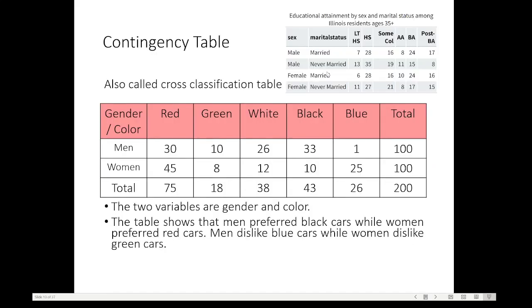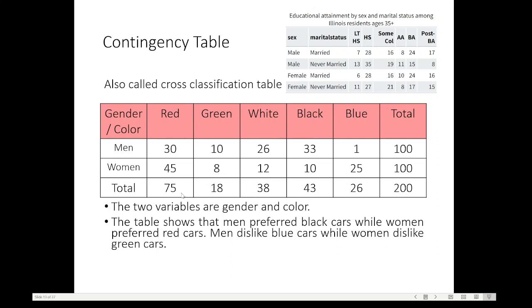Alright, so if you look through this one, you can see two tables here. The first one here is also called a cross tabulation table. So the gender and color here, this is a two-way contingency table. You call this a two-way contingency table or two-way cross tab. Because you only have two variables, that is gender and color. So you have gender, men or women, and then you have the color red, green, white, black, blue, and so on. Right?